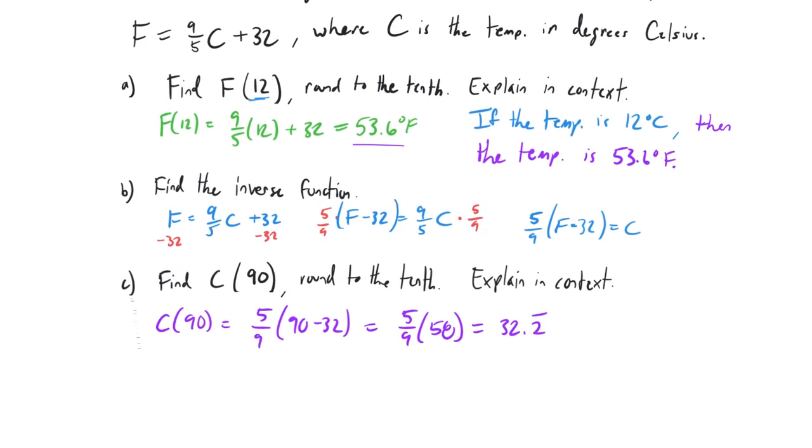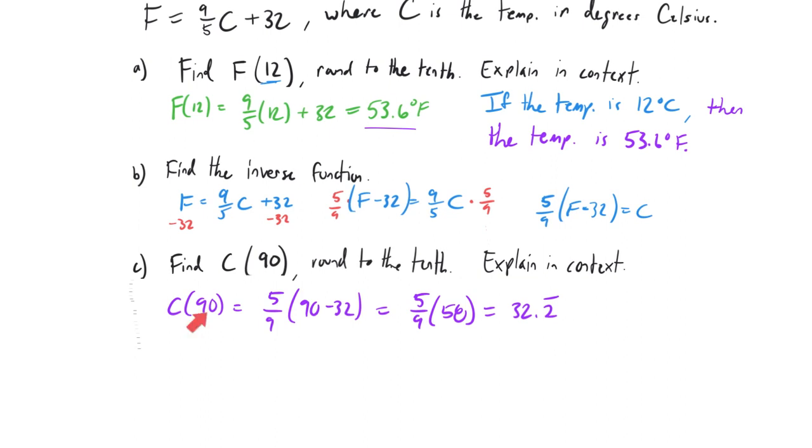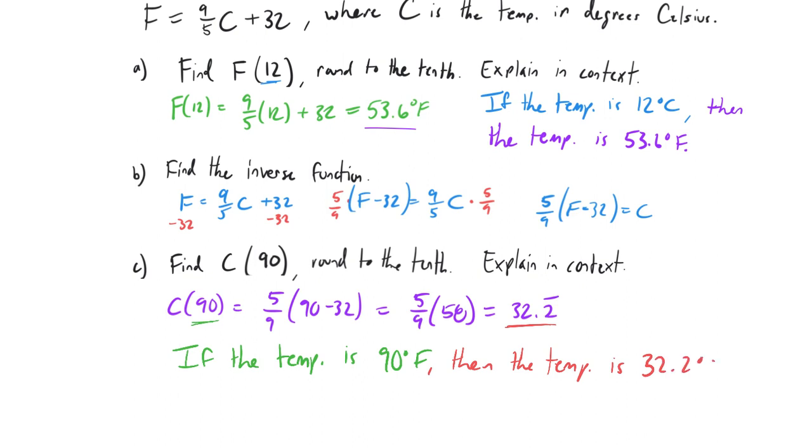So in context, what that means, again, I'm going to start with my input. The input here was the 90 degrees Fahrenheit, and then the output was the 32 degrees Celsius. So if the temperature is 90 degrees Fahrenheit, then the temp is 32.2 degrees Celsius. I'm trying to think about context, so just think about units really. Again, start with the input, end with the output. If you want to make an if-then statement, that works pretty well.